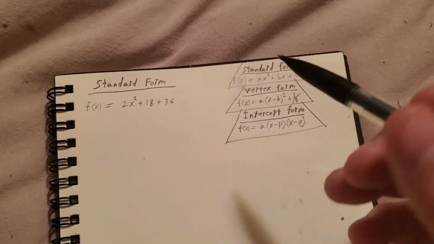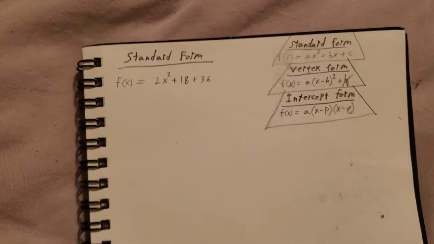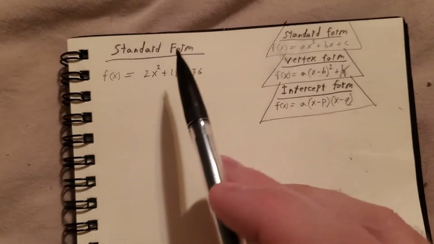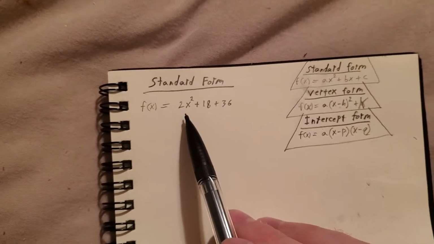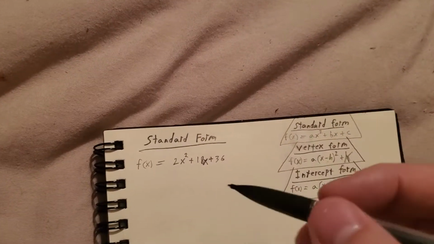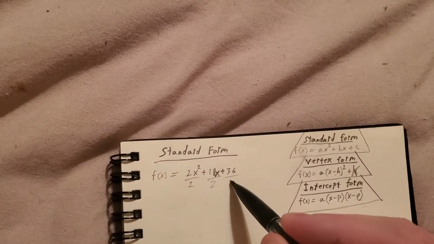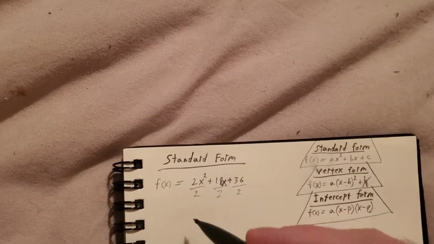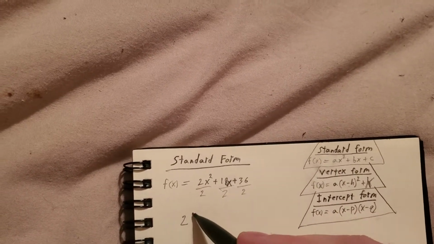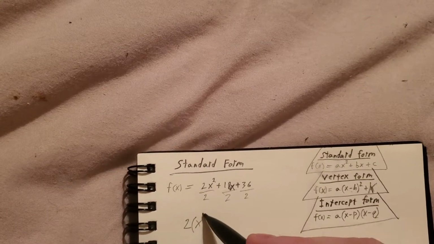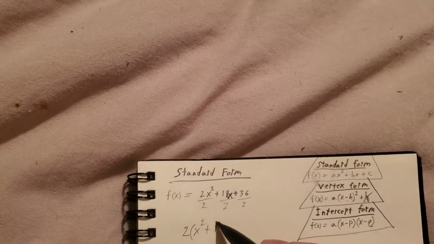Now, how we do that is by completing the square. In completing the square, what we want to do is try to get the first value here, which in this case is 2, to 1. So what we're going to do is factor out a 2. When we factor out a 2, we really are just dividing each one of these values by 2. We're going to write the 2 outside of parentheses. We're going to have an x squared plus 9x.